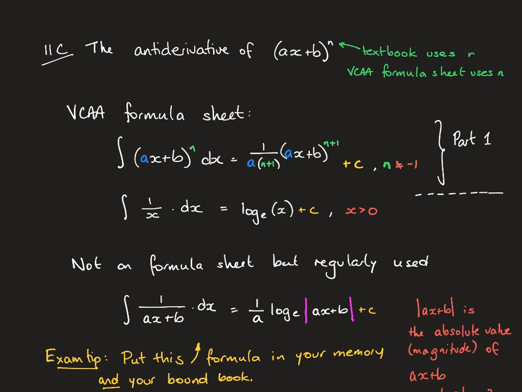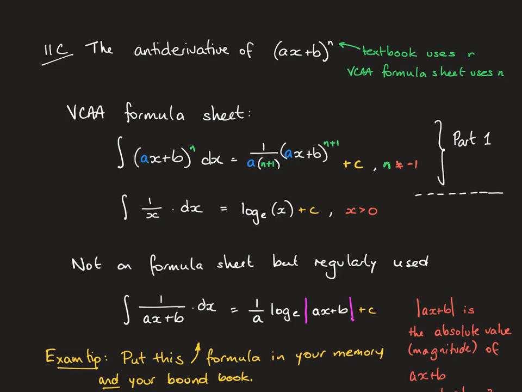So there's two parts to the video. The first part, we're going to look at this first formula, which is the one that appears on the VCAA formula sheet. We're going to look at this in particular, and it's a pattern that we're going to follow. So when it looks like this, this is the antiderivative, this is the integral, we have plus c on the end as our integration constant, but this formula only works when our power is not equal to -1.